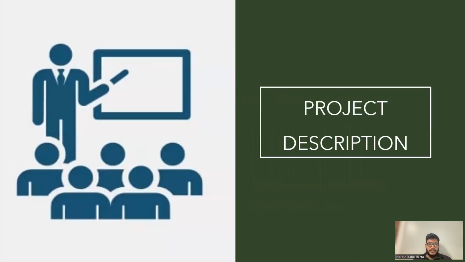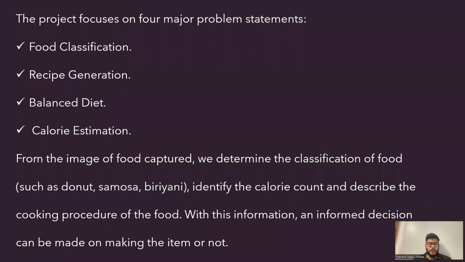So in this project description, we mainly focused on four major problem statements. The first one is food classification, the second one is recipe generation, third one is balanced diet, and the fourth one is calorie estimation. So we capture the image of food, determine the classification of food, identify the calorie count, and describe the cooking procedure of the food. So with this information, an informed decision can be made on making the item or not.